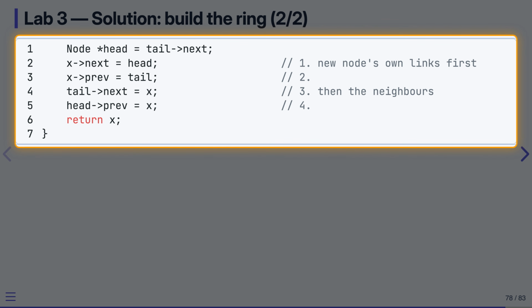Here is the second half for a ring that already has nodes. We read head, which is tail arrow next, then 4 writes in order. Write 1, X arrow next becomes head. Write 2, X arrow prev becomes tail. Those set the new node's own links first. Write 3, tail arrow next becomes X. Write 4, head arrow prev becomes X. Then we return X as the new tail.